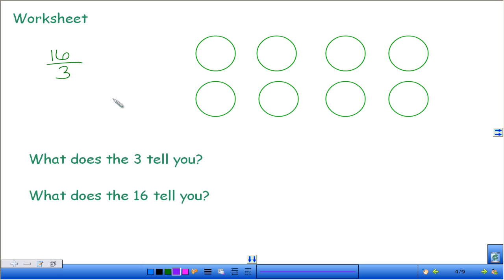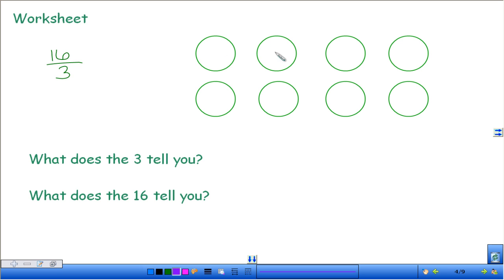So this is what you see on your first row on your worksheet. Before we can start drawing pictures, you guys have to answer 2 questions for me. The first question is, what does the 3 tell you? What does this mean? What does our denominator mean in a fraction? Who can tell me? Your denominator tells you how many what? How many pieces make up one whole?